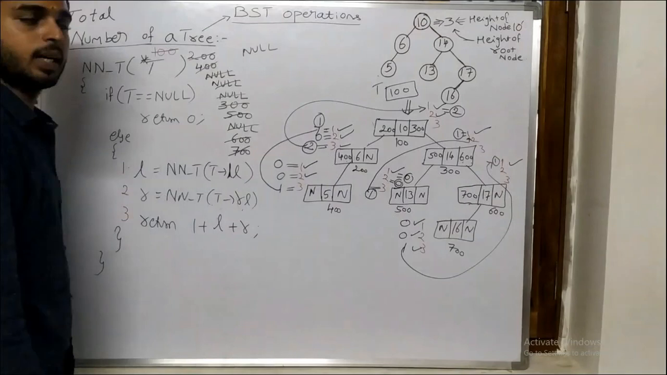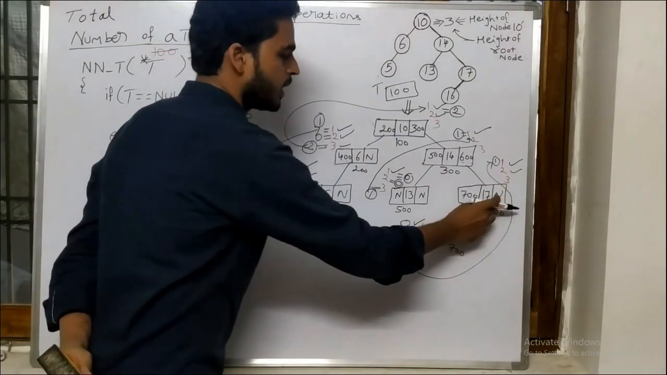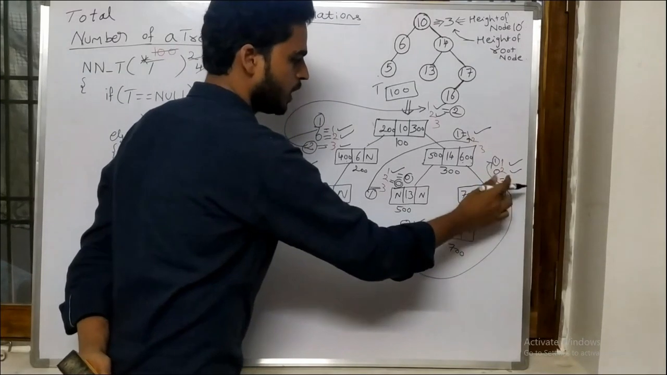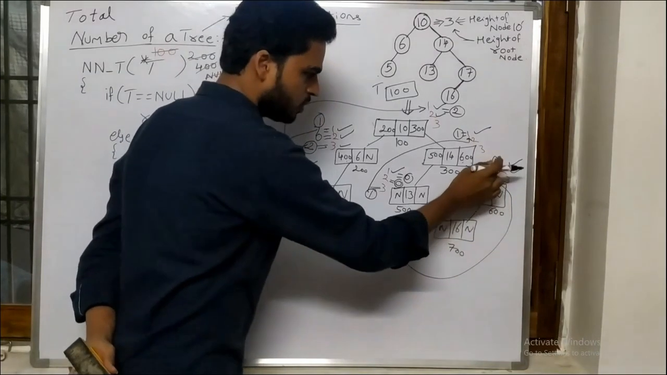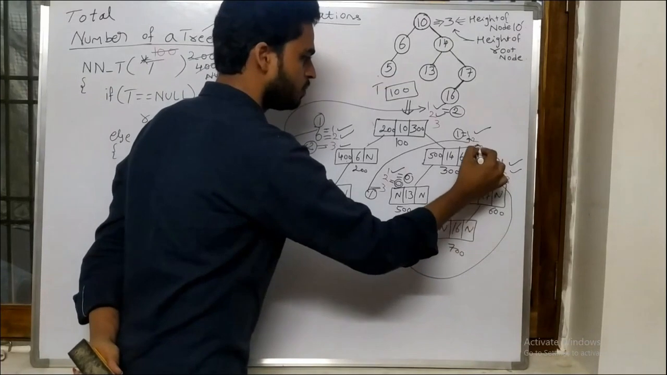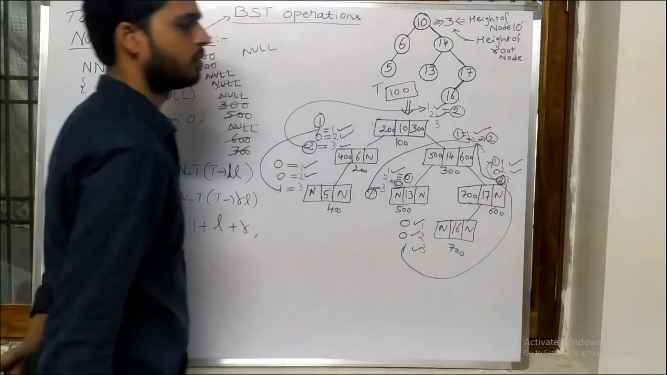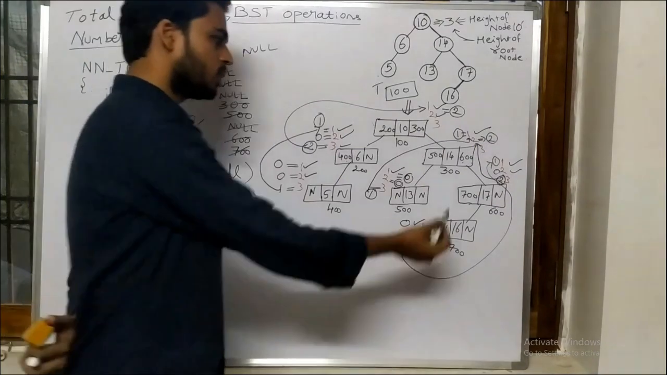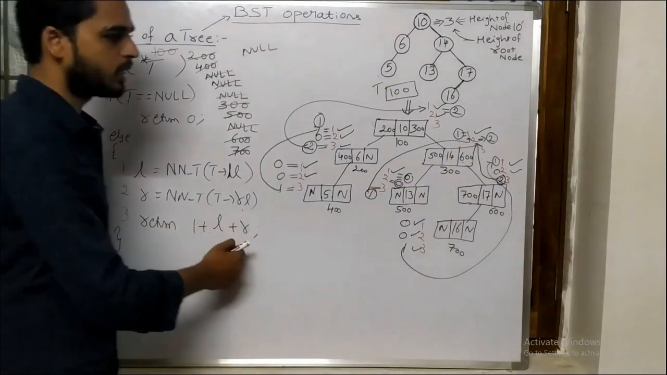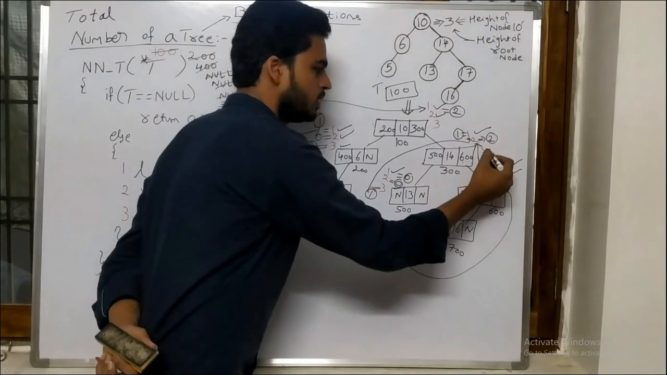Then it is going to execute the second statement. What is the second statement? That is t tends to right link. That is null. When it is null, it is going to return 0. Then it is going to execute the third statement. The third statement is 1 plus 1 plus 0, that is 2. That 2 will be returned to where? This particular condition. After successful execution of these two statements, it is going to execute 1 plus L plus R. 1 plus 1 plus 2, that is 4.